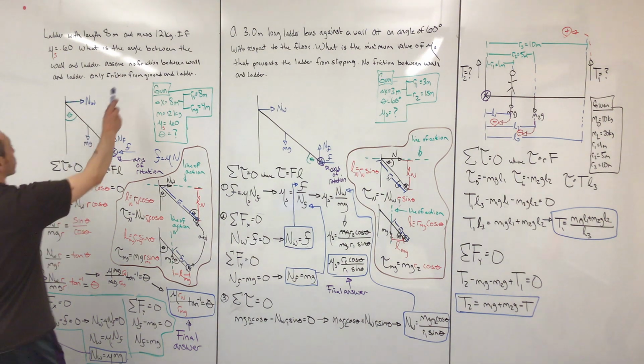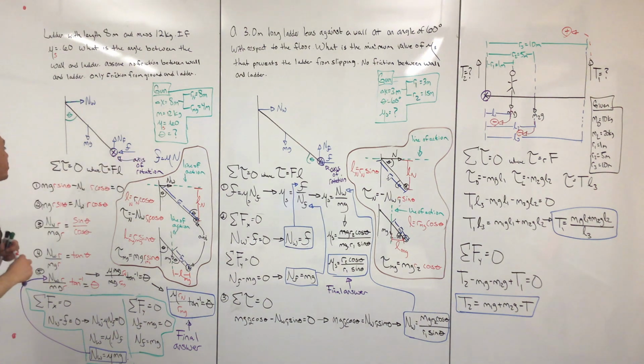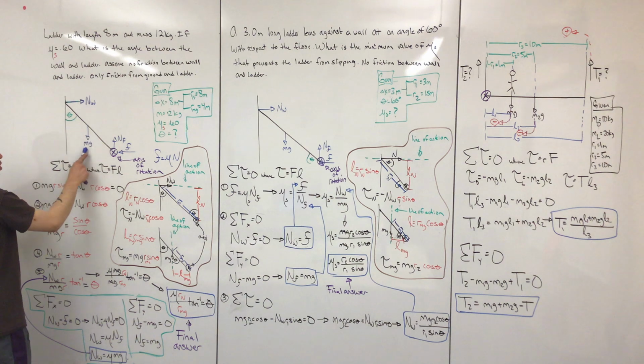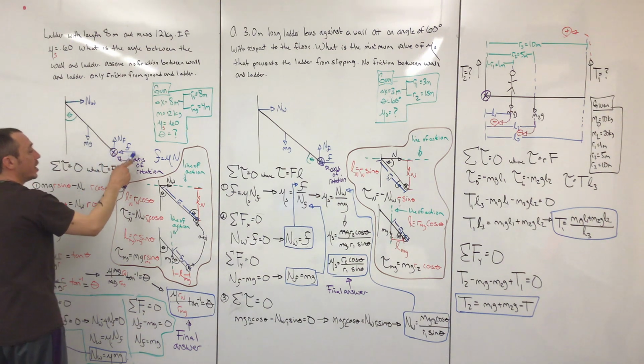That's what we're looking for, the angle here. That one's looking for friction. All right, so that's our free body diagram: normal force from the wall, mg, normal force from the floor, and friction.